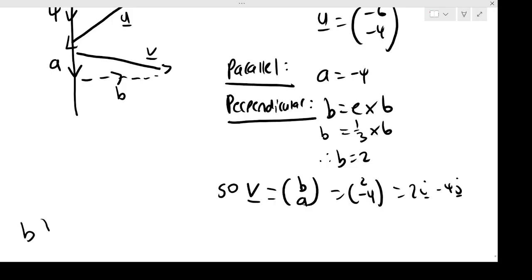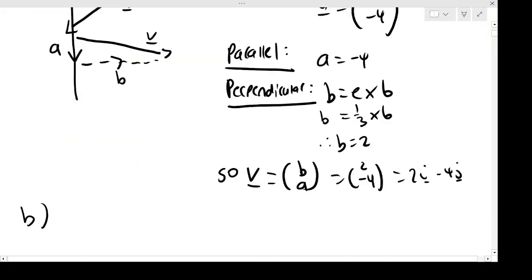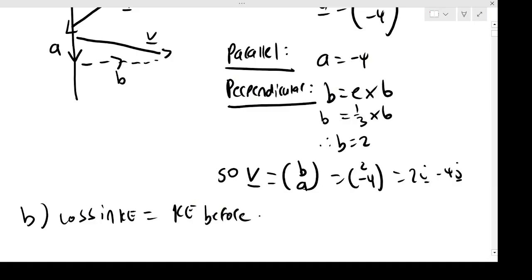Then in part b, it's asking for the kinetic energy lost. Remember, the loss in kinetic energy is going to be the kinetic energy before, take away the kinetic energy after.